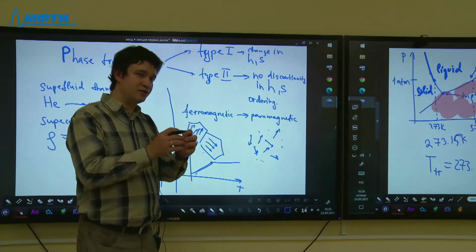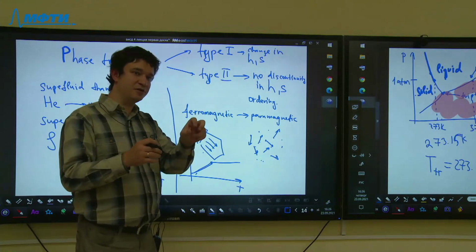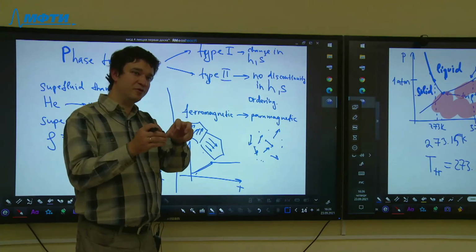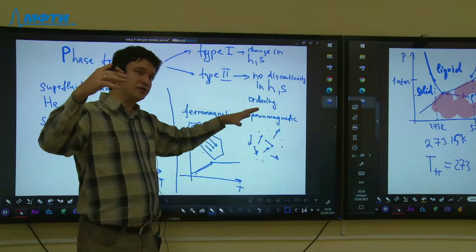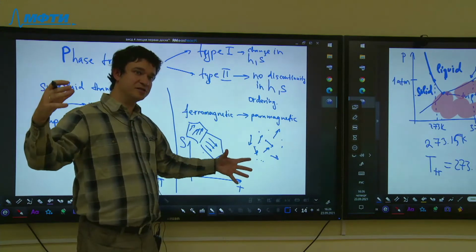So you start forming domains, but initially those domains are very small and involve a very small number of atoms. And then as the temperature decreases further, the size of those domains increases.